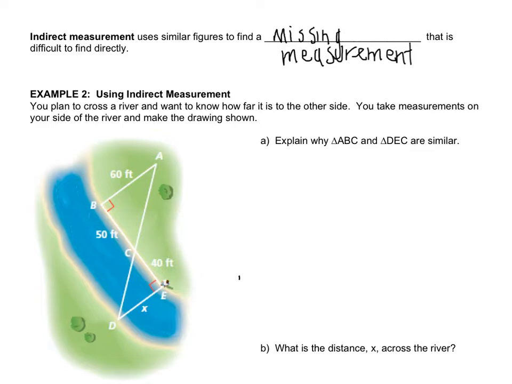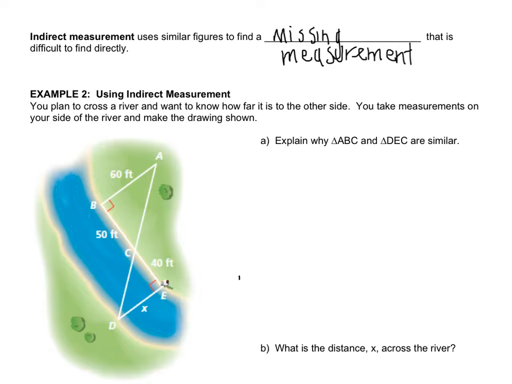So example 2 is just an example of trying to find the distance across a river. You plan to cross a river and want to know how far it is to the other side. You take measurements on your side of the river because you can, and make the drawing that you see right here. So we have to explain why the two triangles are similar, because if the triangles are similar, then we can create proportions like you did back in chapter 2.